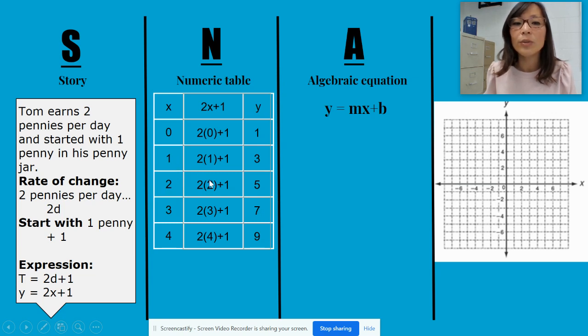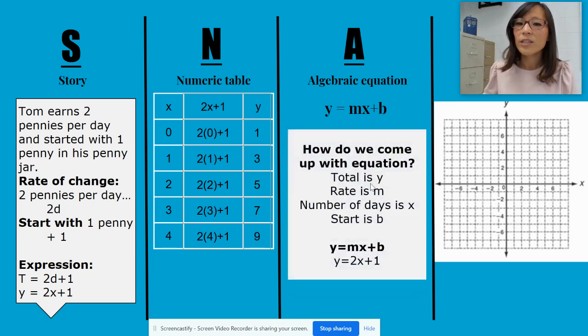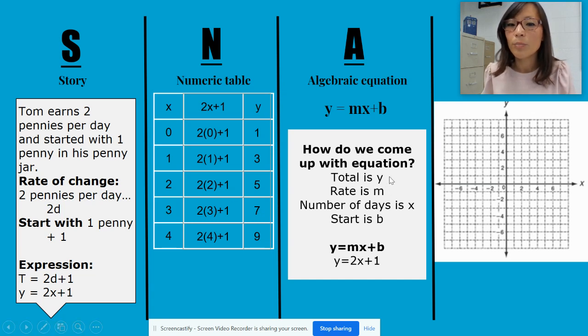And as you can see, we filled the rest of the table based on the number of days and what our total is. Now that we have our x and y, we can come up with our algebraic equation. Our algebraic equation for a linear equation is of the form y equals mx plus b. So how do we come up with that equation? Well, our total is often represented with the variable y.